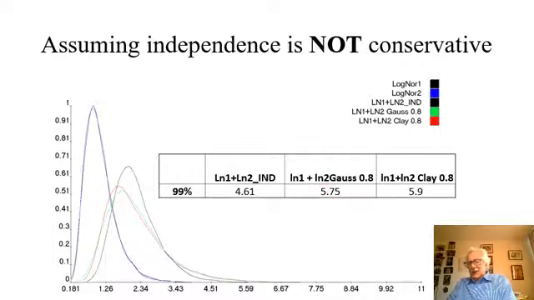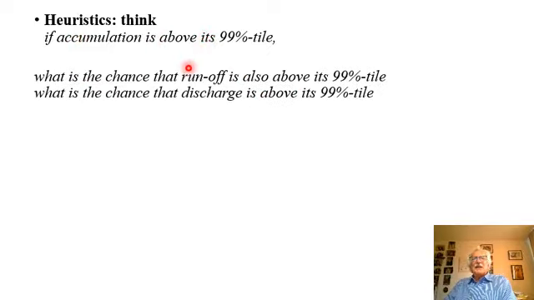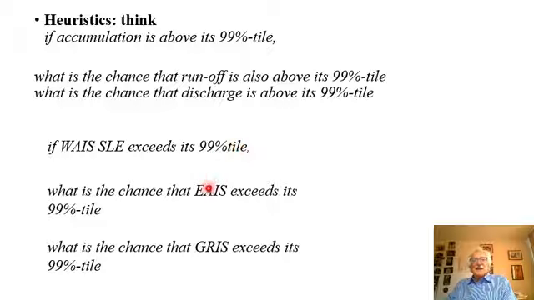So as you do these elicitations, you want to think as follows. If the accumulation is above its 99th percentile, what's the chance that the runoff will also be above its 99th percentile? What's the chance that discharge will also be above its 99th percentile? And going on, if West Antarctica exceeds its 99th percentile for sea level equivalent contribution, what's the chance that East Antarctica will also exceed its 99th percentile, and that Greenland will also exceed its 99th percentile?